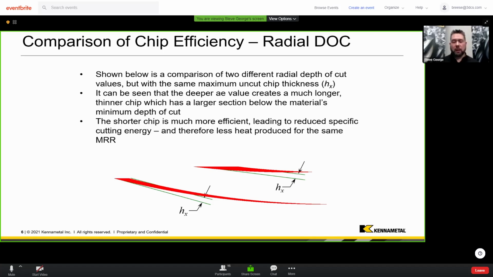So here I've got a comparison of two different chips. I'm looking at that uncut chip area again, at two different radial depths of cut. But for those radial depths of cut, I kept the maximum chip thickness exactly the same. I did a quick little simulation, popped this in CAD, and put it here. What happens is this deeper radial depth of cut is going to generate, just by geometry, a chip that is so much longer and thinner, even though I'm controlling this section and this section.